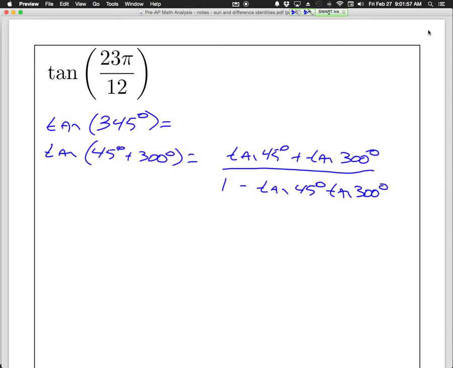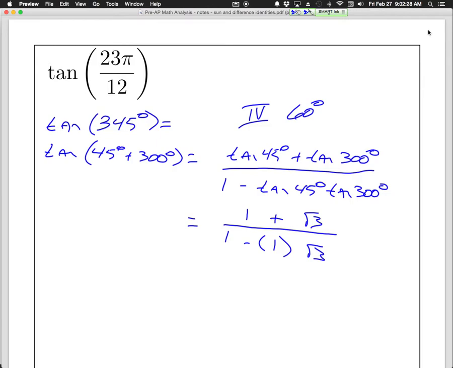All right. So let's do the tangent 45s first. That should be easiest. What's tangent of 45? 1. So I'll put a 1 in both of those spots. Now, to be able to do tangent of 300, what do I need? My quadrant is 4, and my reference angle is 60. So what's tangent of 60? Square root of 3. So I'll put square root of 3 in both spots.